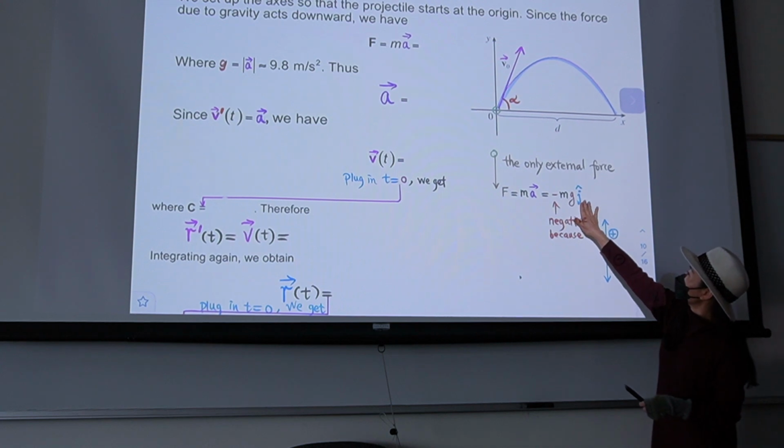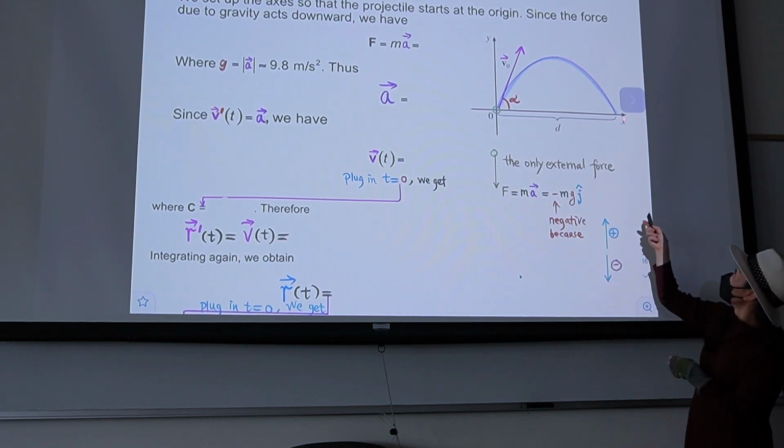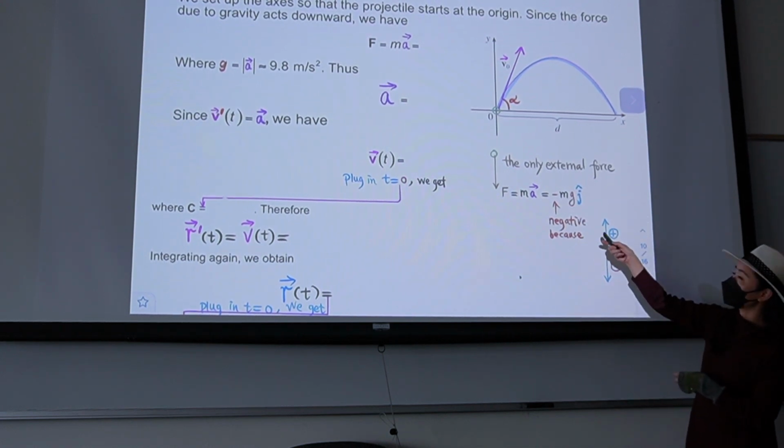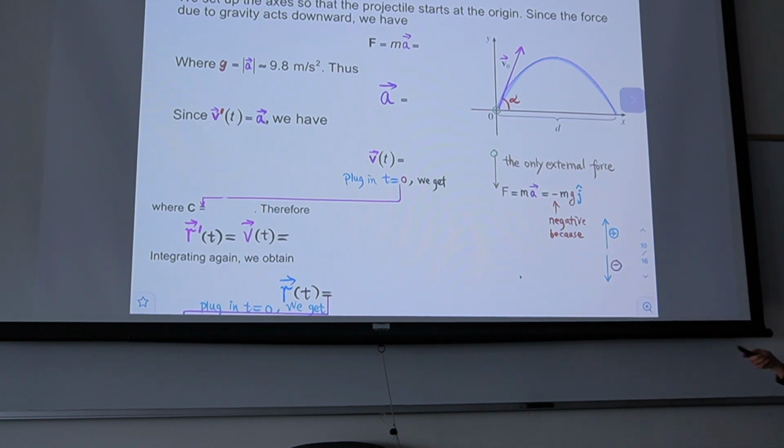And then it's in the j direction. This is i, and then this is j, right, like that. Okay, so that is this. So a is equal to what? The acceleration is equal to what? Negative g in the j direction, right? Negative g in the j direction, okay?